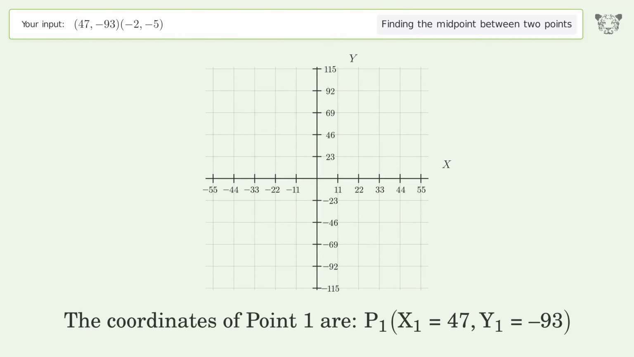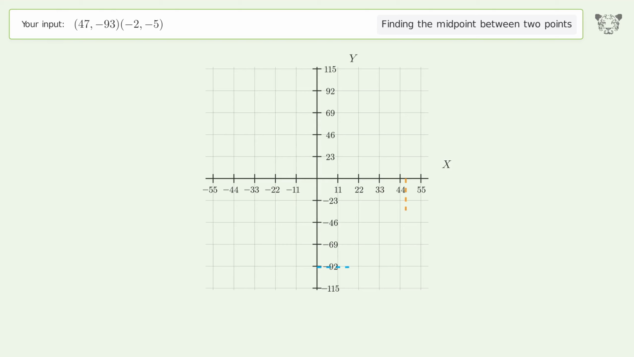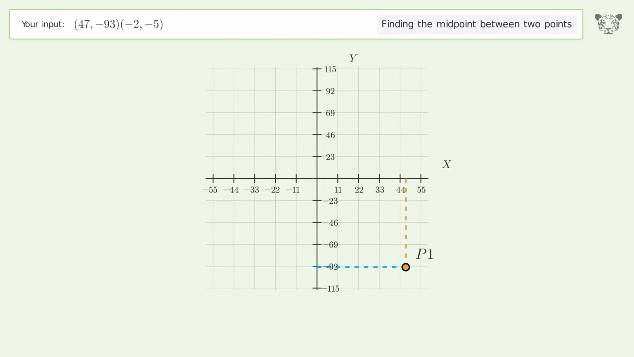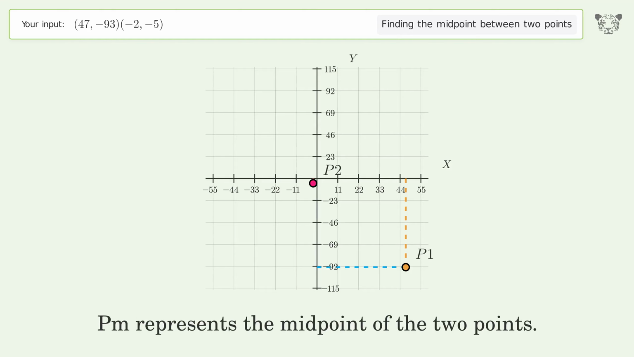The coordinates of point 1 are, x1 equals 47, y1 equals negative 93. The coordinates of point 2 are, x2 equals negative 2, y2 equals negative 5. PM represents the midpoint of the 2 points.